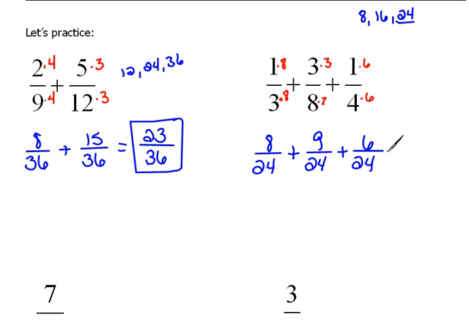And now we can add all the way across here because we have a common denominator. Our denominator will stay 24, and 8 plus 9 would be 17 plus 6. Let's see, 17 plus 6, that would be 23. So it would be 23 over 24.